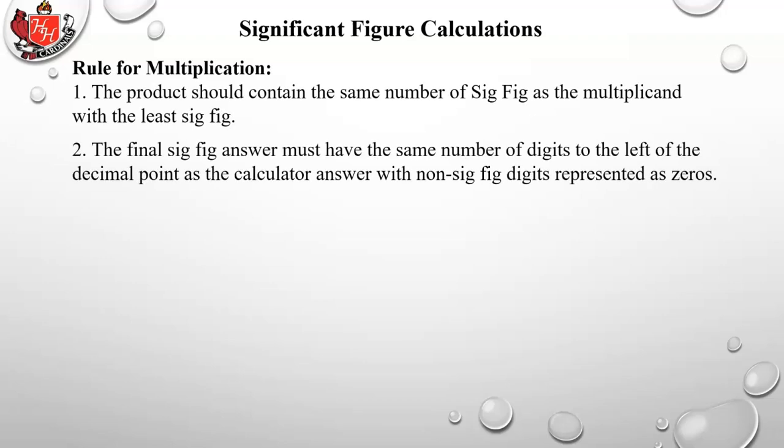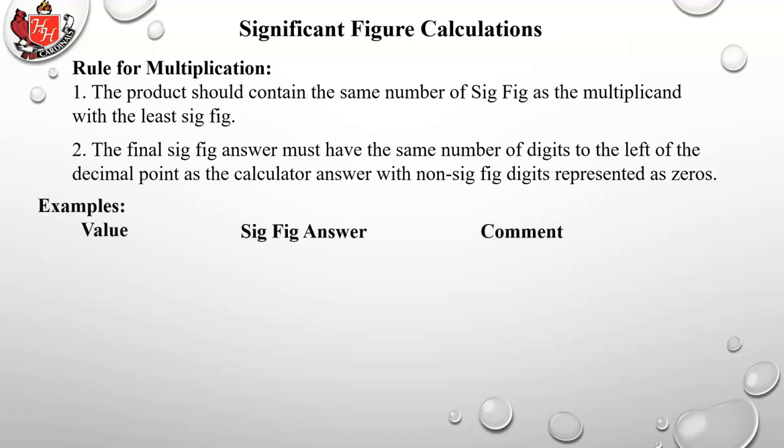Okay, so the rules for multiplication: the product should contain the same number of sig figs as the multiplicand, that's the number being multiplied, with the least significant figures. That's what we just said. The final sig fig answer must have the same number of digits to the left of the decimal point as the calculator answer, with the non-sig fig digits represented as zeros. That one's a little more complicated. We'll give some examples though, okay?